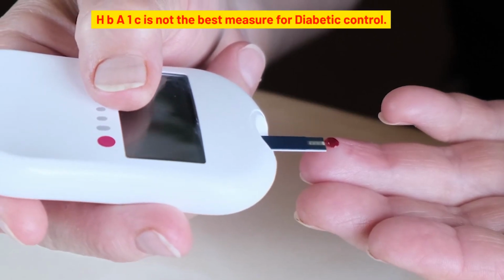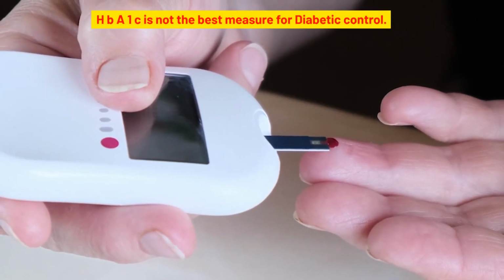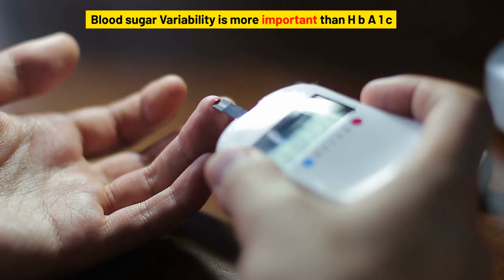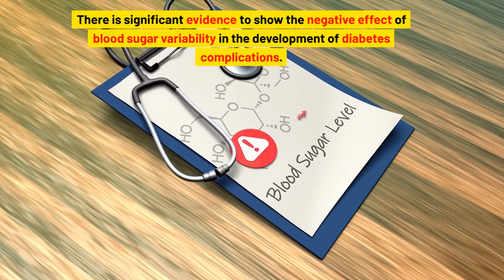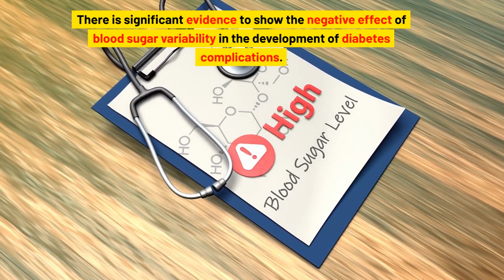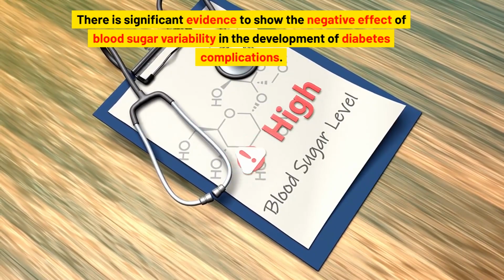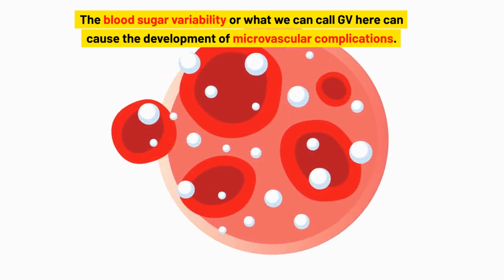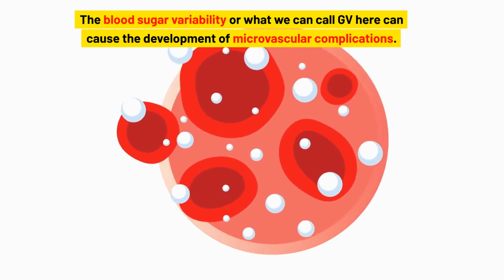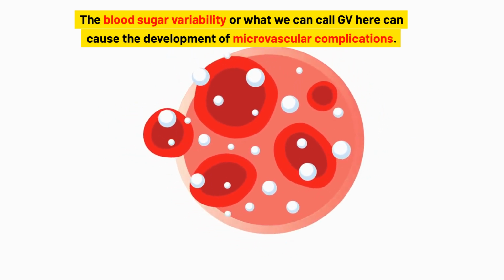HbA1c is not the best measure for diabetic control. Blood sugar variability is more important than HbA1c. There is significant evidence to show the negative effect of blood sugar variability in the development of diabetes complications. The blood sugar variability, or what we can call GV here, can cause the development of microvascular complications.